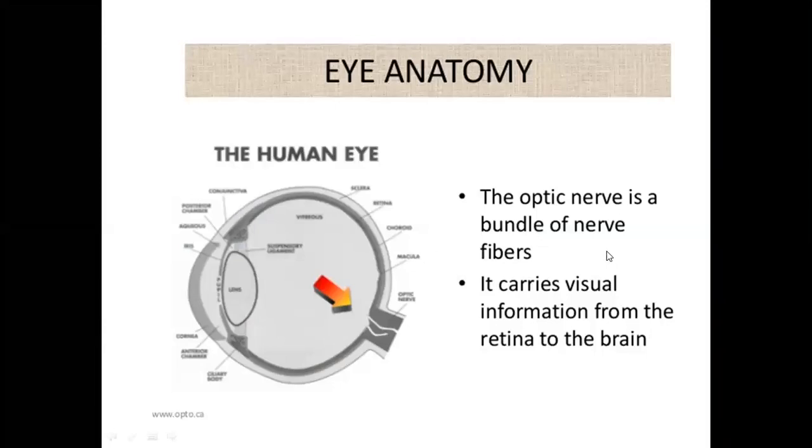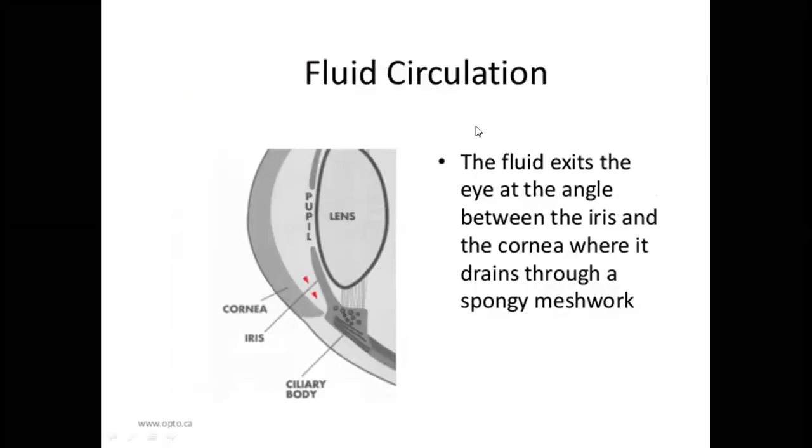The optic nerve is a bundle of nerve fibers. It carries the visual information from the retina to the brain. ज़ाहिर है अगर visual information from the retina to the brain will not go, the patient feels there's a visual loss. So immediately we have to tackle this condition. ठीक है. Fluid circulation: the fluid exits the eye at an angle between the iris and the cornea. Here the trabecular meshwork is present. This is called the canal of Schlemm. And at the cornea it drains through a spongy meshwork. Here the trabecular meshwork or canal of Schlemm is present.